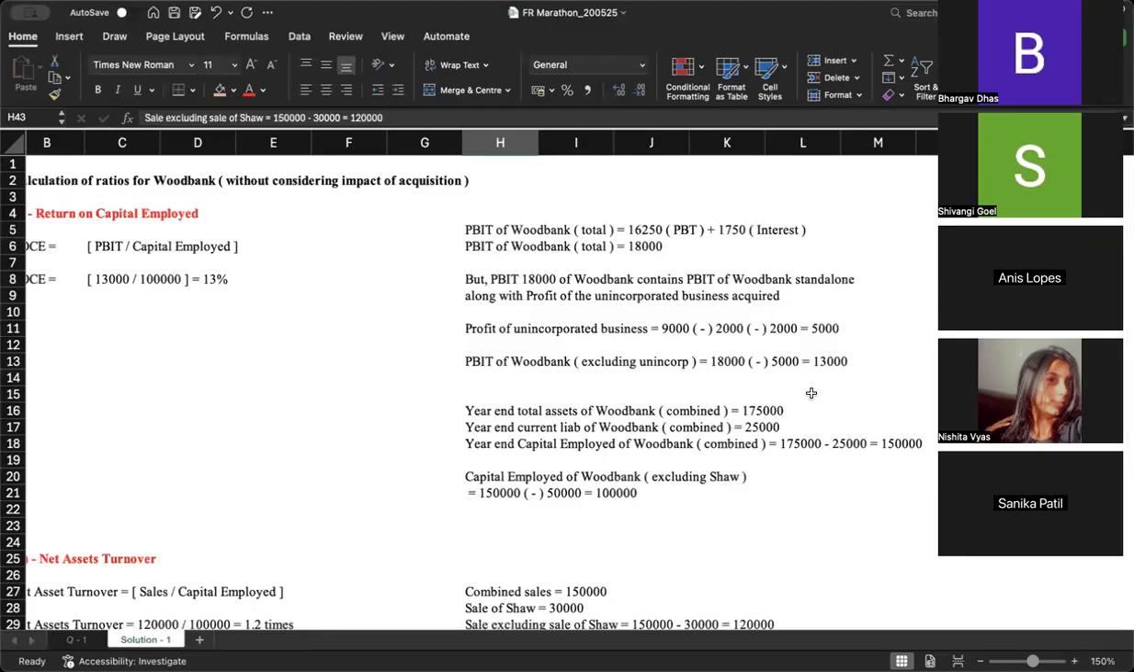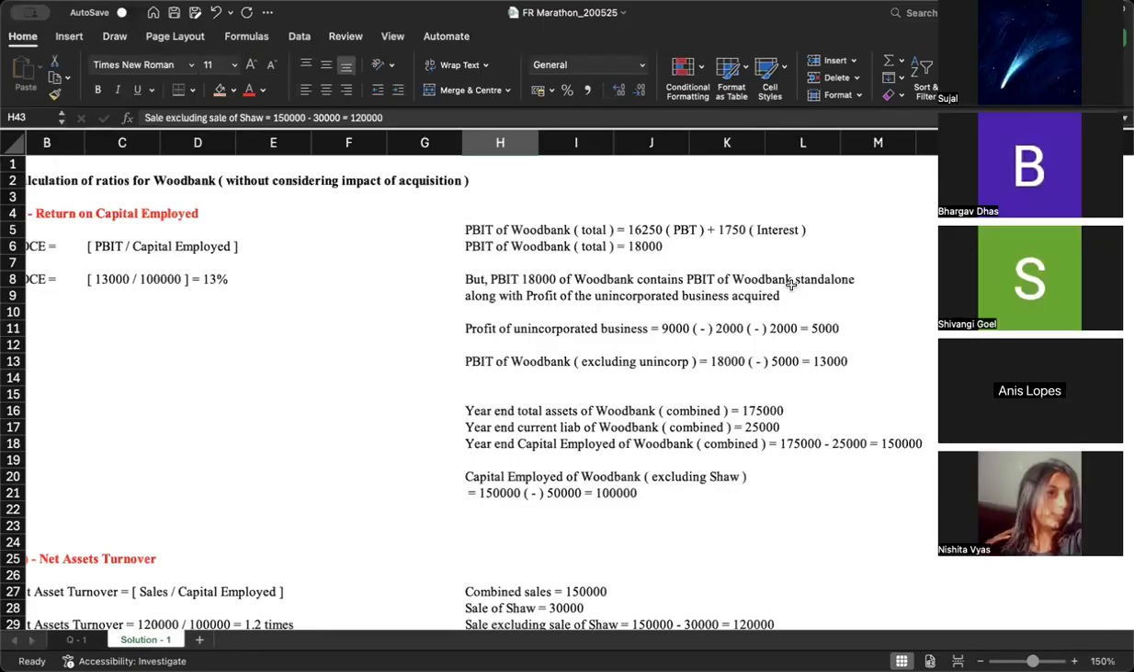We want PBIT of the business excluding the PBIT of Shaw. So 18,000 minus 5,000, you will get 13,000, correct? Yes, sir. And denominator also should represent only capital employed of Woodbank, excluding the newly acquired business, correct? Yes, sir. तो वो कितना होगा?